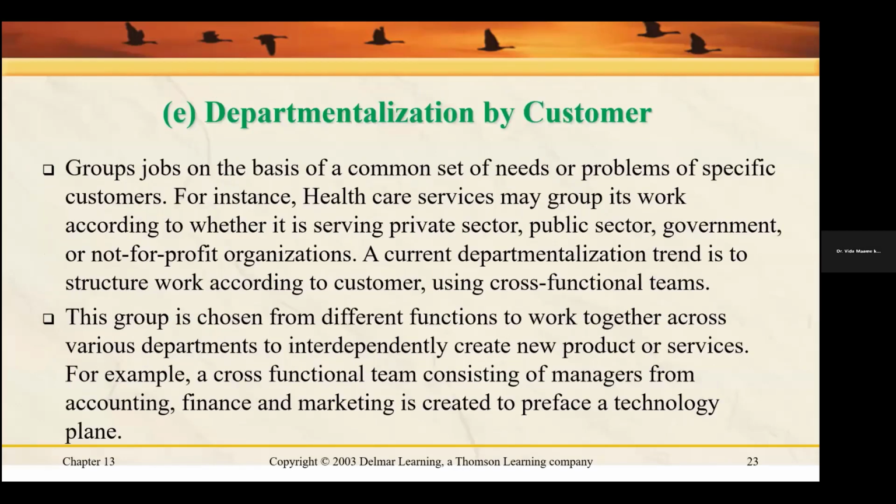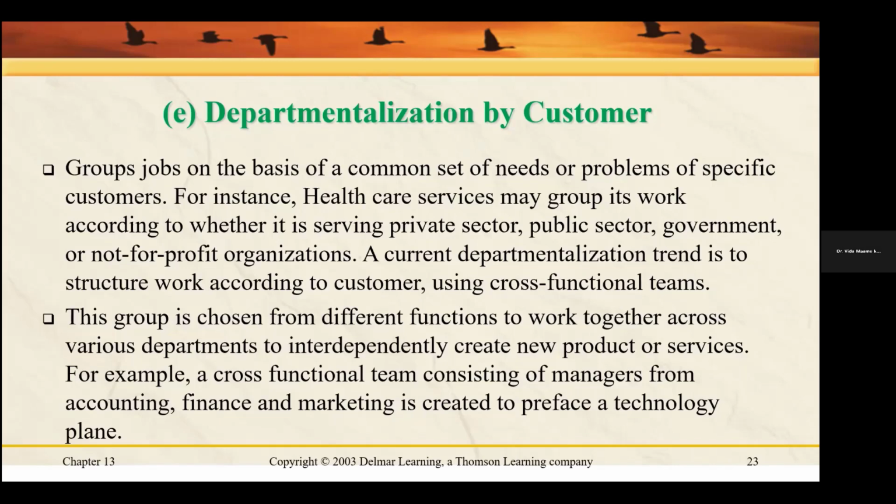Then by customer. It groups jobs on the basis of specific and unique customers who have common needs. For instance, a healthcare service may group its work according to whether it is serving the private sector, public sector, government, or non-profit organizations. A current departmentalization trend is to structure work according to customer using a cross-functional scheme.